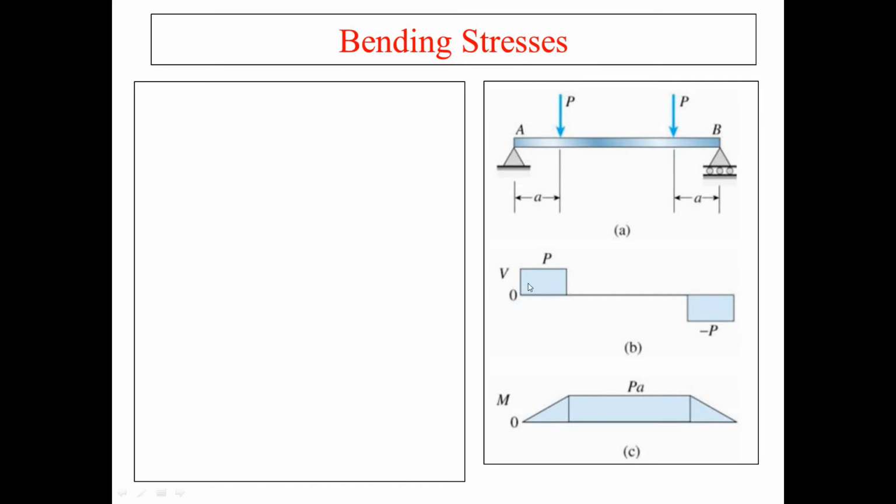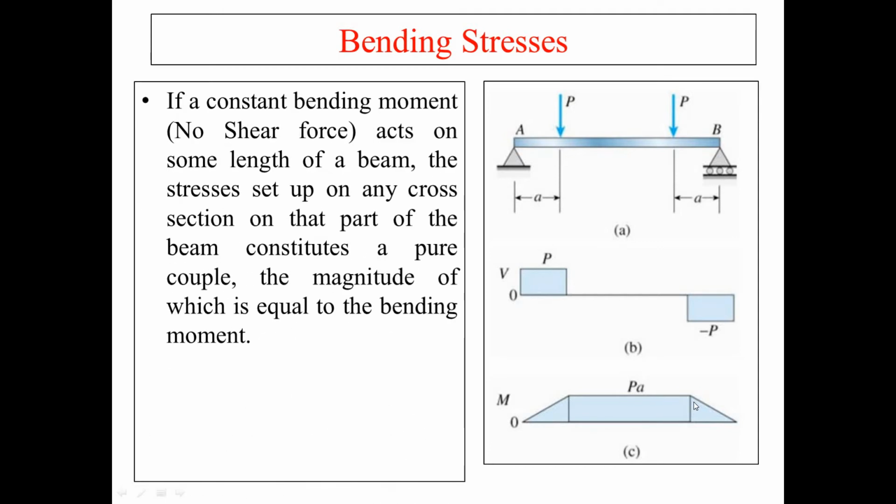The shear force diagram and the bending moment diagram for this case will look like this. Now, what is bending stress? If a constant bending moment, that is, no shear force, acts on some length of a beam, the stresses set up on any cross section of that part of the beam constitute a pure couple, the magnitude of which is equal to the bending moment. In this section we can see a constant bending moment acting within this length of the beam. If you see the shear force diagram, there is no shear force, so it constitutes a couple equal to the bending moment.